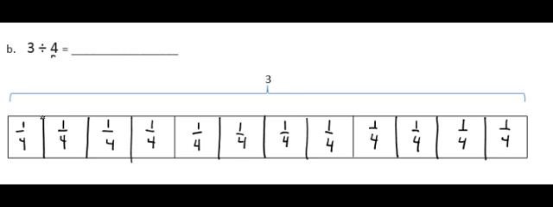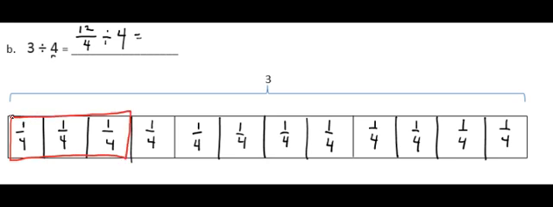Altogether, I have 12/4. So 12/4 is the same as 3 wholes. Now I'm going to divide my 12/4 into 4 equal groups. Well, if I have 12 pieces and I'm dividing those 12 pieces into 4 groups, that means there will be 3 pieces in each group.